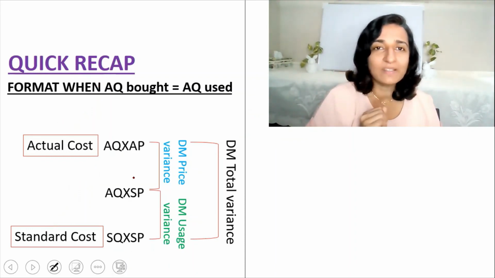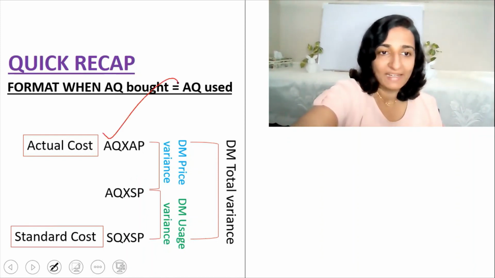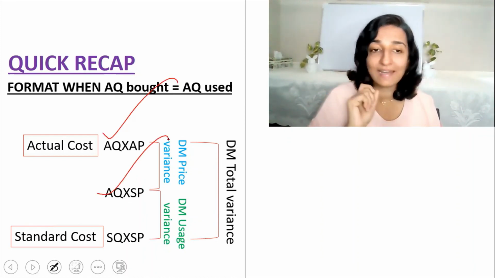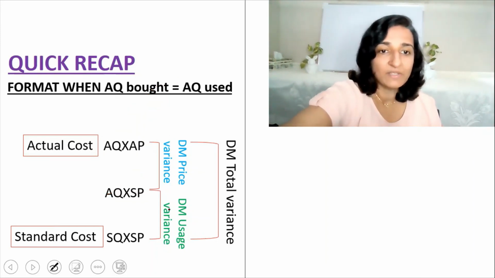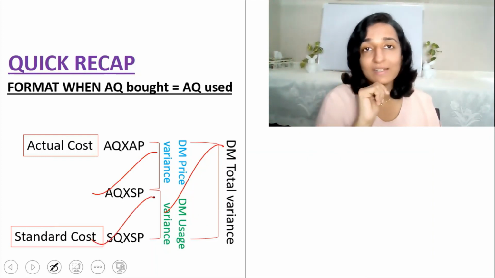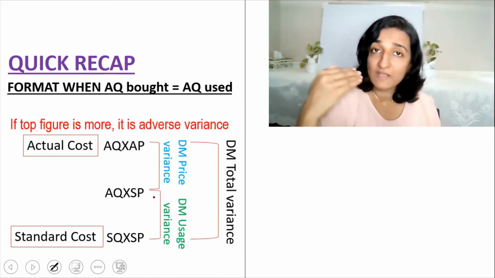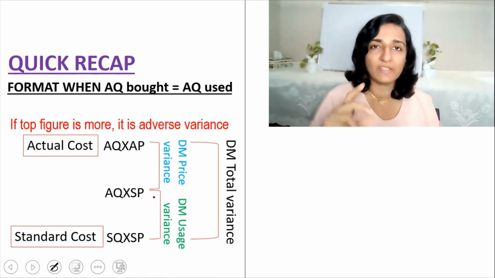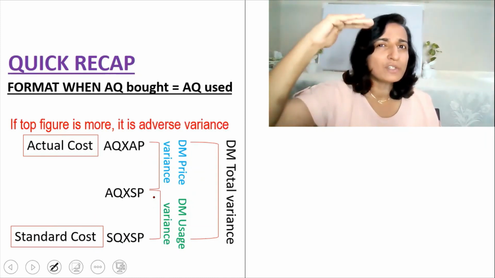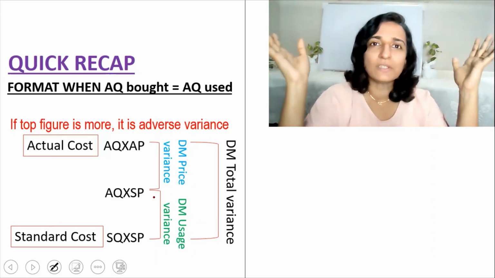And what is direct material price variance? It is actual quantity into actual price minus actual quantity into standard price. And direct material usage variance, it is actual quantity into standard price minus the standard quantity into standard price. And whenever the top figure is more, it is an adverse variance. So immediately when you see the top figure is higher than the bottom figure, write adverse variance. You don't need to think twice.